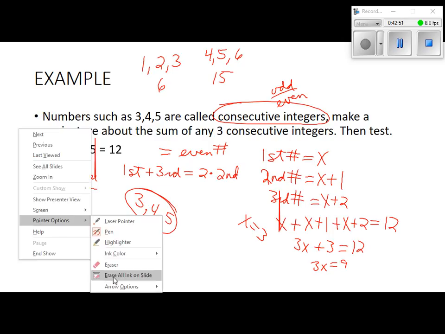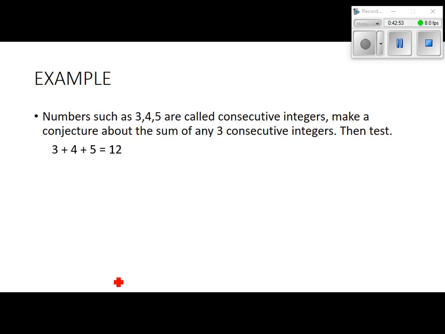Let me erase this, see what it is here. 3 plus 4 plus 5, this is the pattern that apparently I wanted you to come up with.